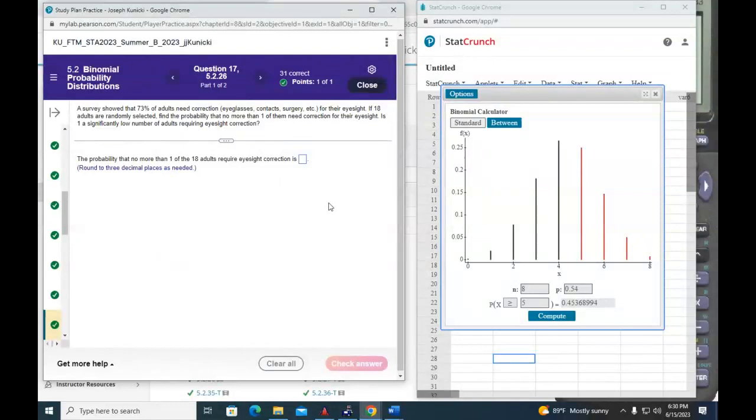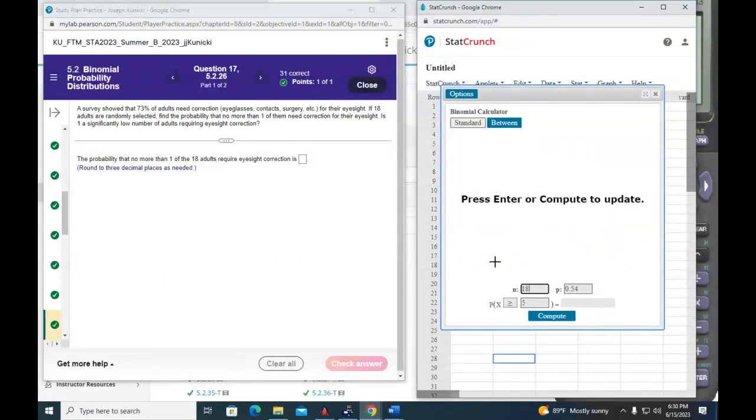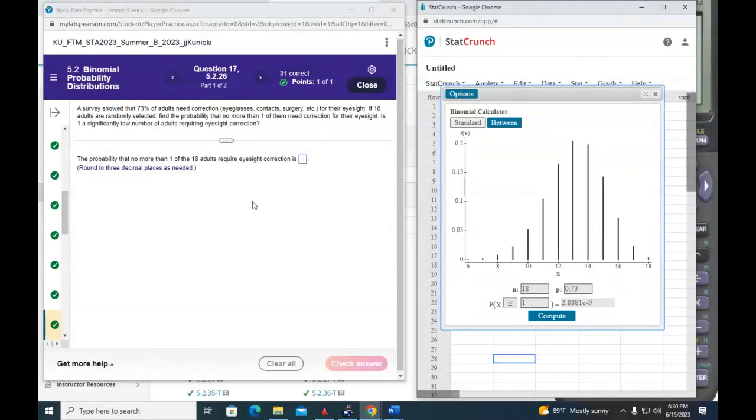A survey showed that 73% of adults need correction, eyeglasses, contact surgery for their eyesight. If 18 adults, that's n, and we know p already is 0.73. If 18 are randomly selected, find the probability that no more than one of them needs correction. No more than one would be less than or equal to 1. Right? Correct. So it's 0.